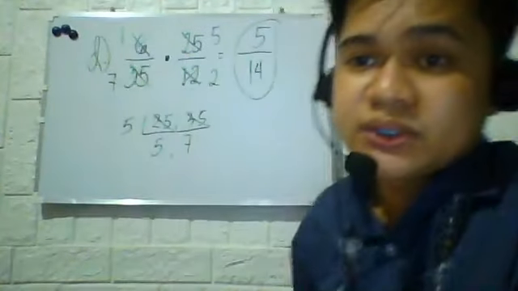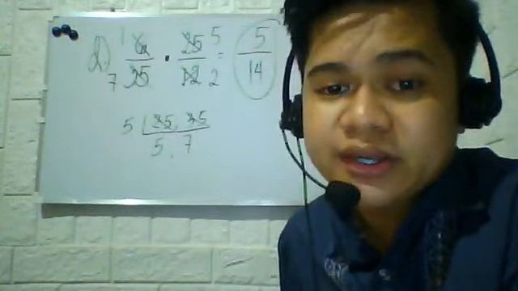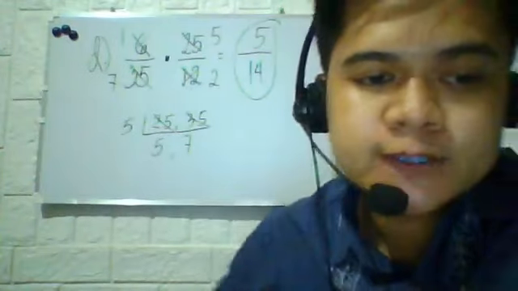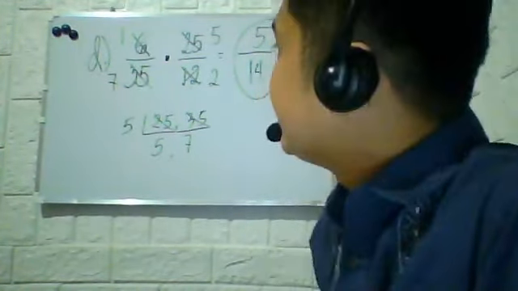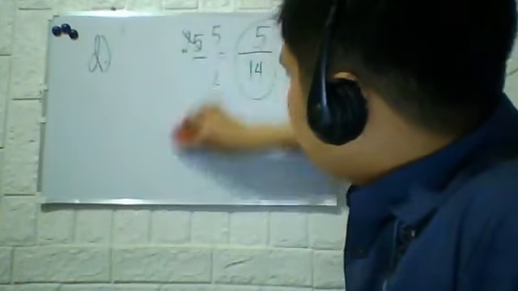Now, look at our answer. Is it still simplifiable? Hindi na. Wala na tayong pwedeng i-simplify pa sa dalawang number na ito. Final answer in example D is 5/14. I know you also got this correctly. Next, proceed naman tayo sa ating example E.